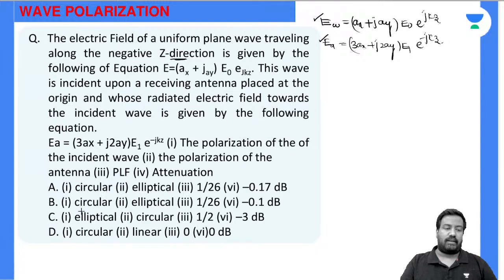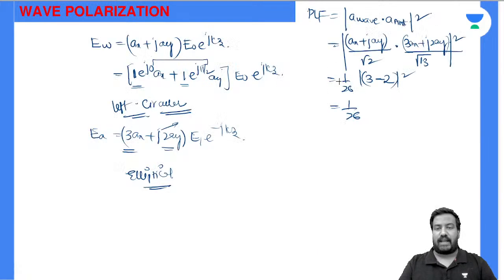Circular polarization, not this. Next elliptical, linear, not this. 1 by 26. The last one you should find. Now polarization loss factor is 1 by 26. Alpha and PLF are complement to each other. So that is 25 by 26.